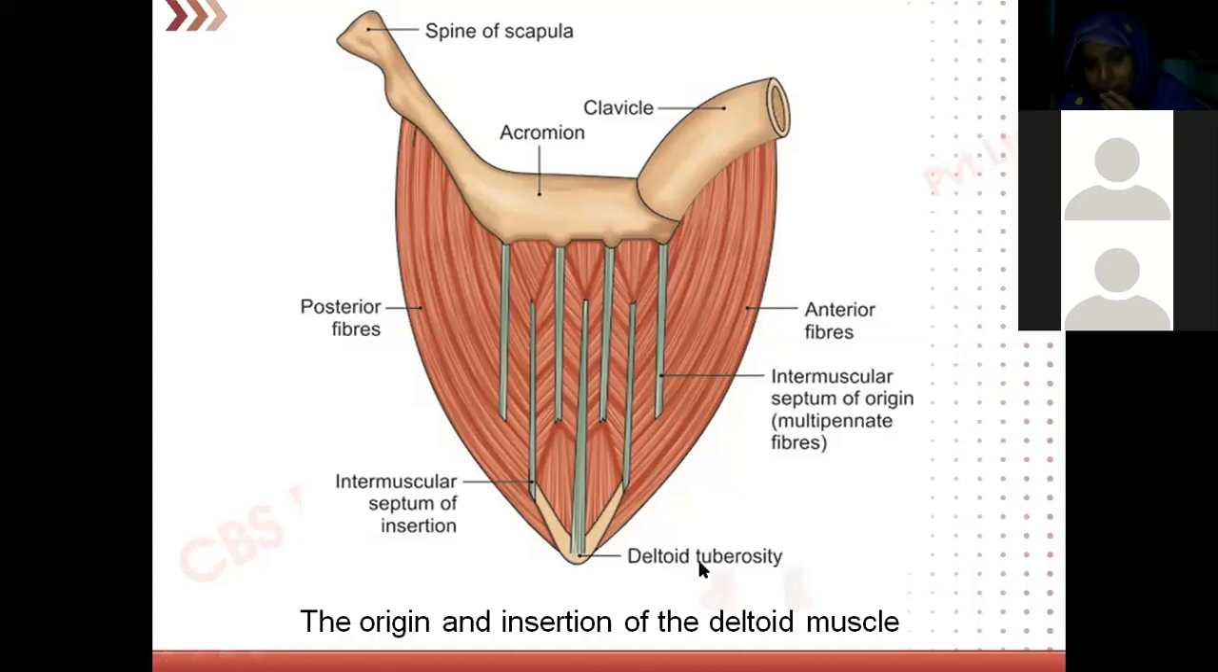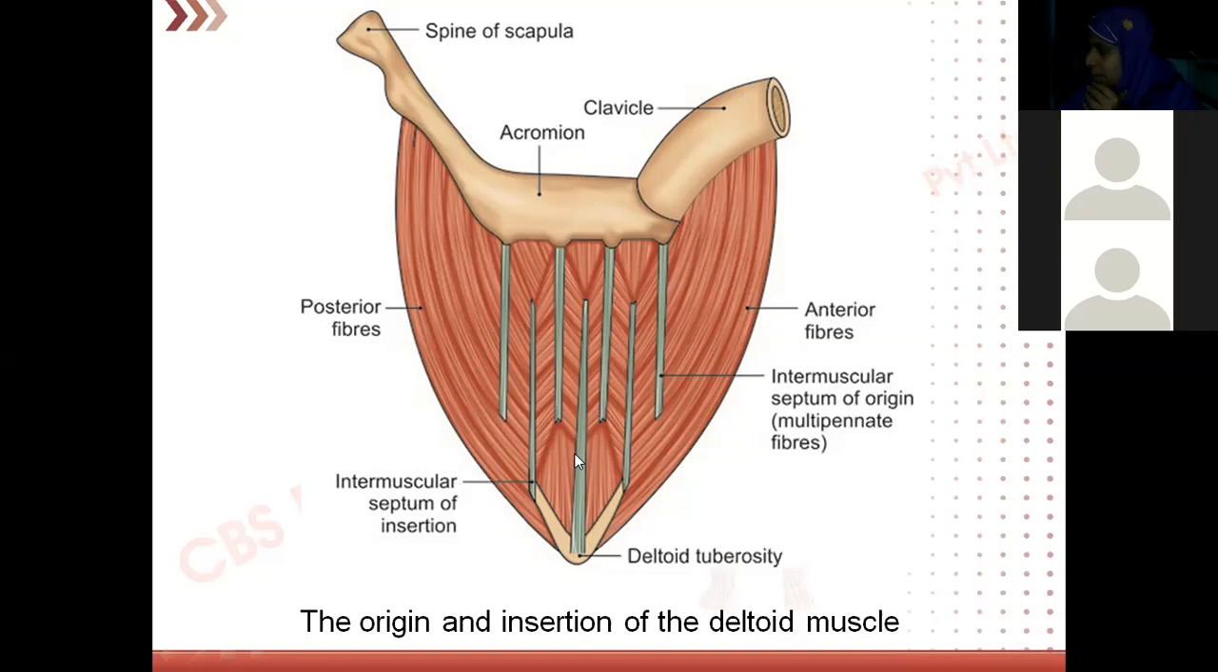Now, what is the meaning of multipinnate muscle? When you see inside, the fibers coming from the clavicle and from the spine of the scapula are not multipinnate. Only the fibers coming from the acromion are multipinnate, because there are intermuscular septa. We have 4 septa coming from the acromion, and from the deltoid also we have septa. Between the septa you find a feather-like arrangement of muscle fibers, so this direction makes it a multipinnate origin. Only acromial fibers are multipinnate.